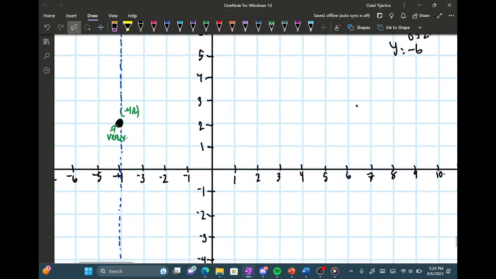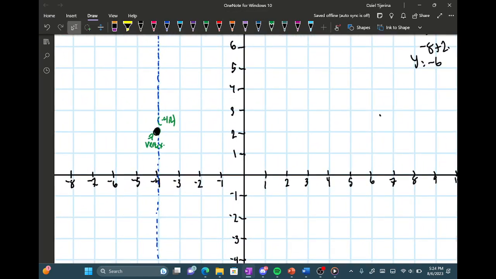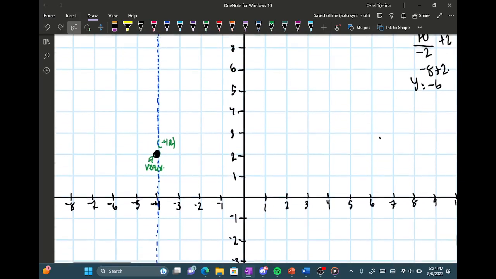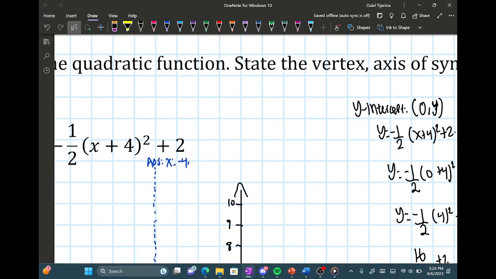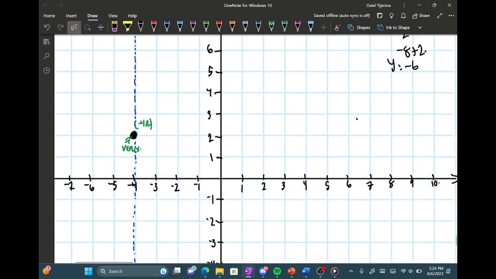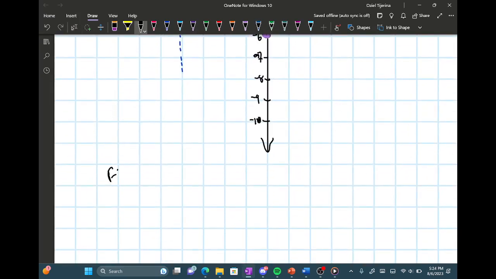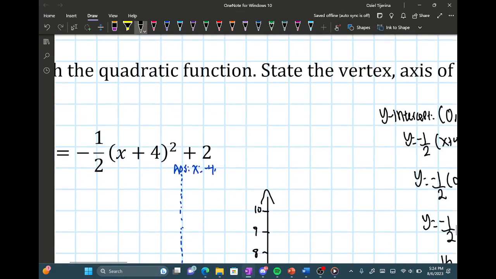Now what we want to do is use 3 other points to the right of the vertex. We already did negative 4, so the only ones left are negative 3, negative 2, and negative 1. Then we will reflect those points across the axis of symmetry. I'm going to use the value x equals negative 3. So when x equals negative 3, again, I'm going to write my function, negative 1/2 times x plus 4 squared, and it was plus 2.